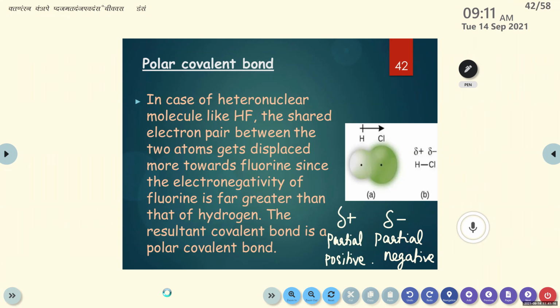Yes, ma'am. In case of a heteronuclear molecule like HF, the shared electron pair between the two atoms gets displaced more towards fluorine since the electronegativity of fluorine is far greater than that of hydrogen. The resultant covalent bond is a polar covalent bond. Okay.